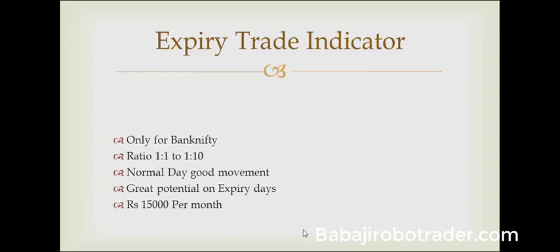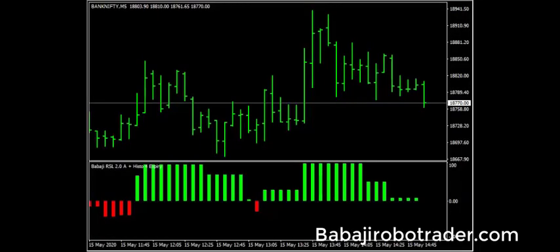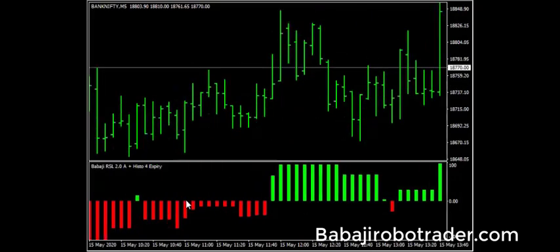Here I will show you the complete workaround with the indicator. Now we are going to see the indicator and its performance. At the bottom, this is the indicator we are using for expiry trades. We can see it has two panels, one in red and another in green.